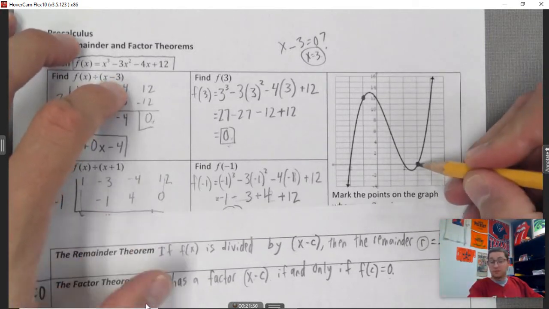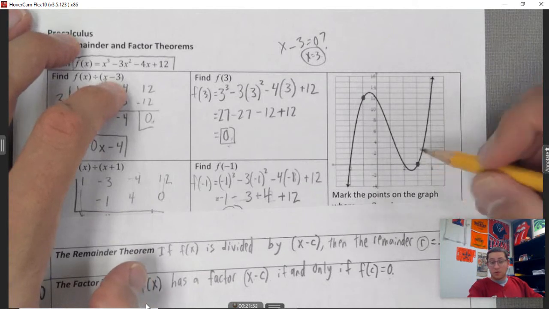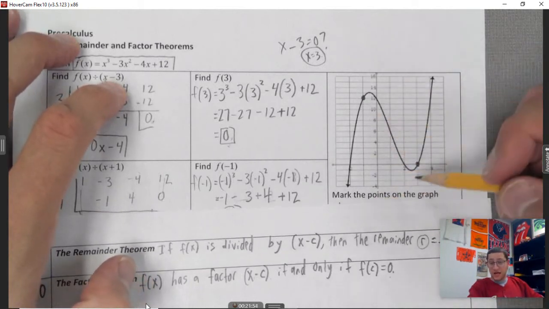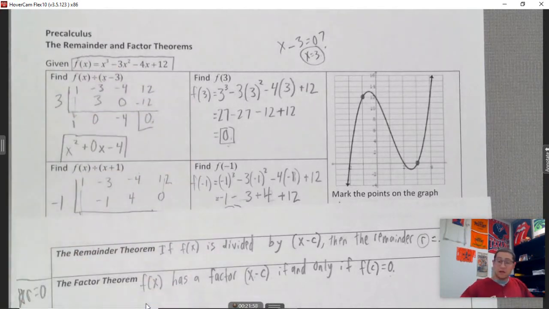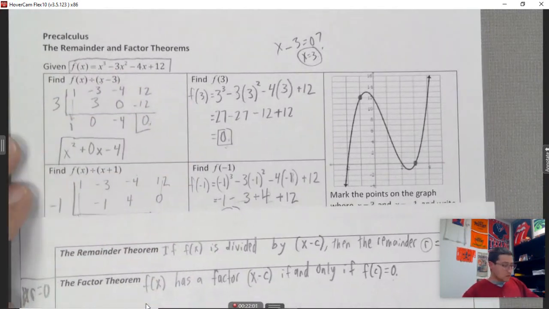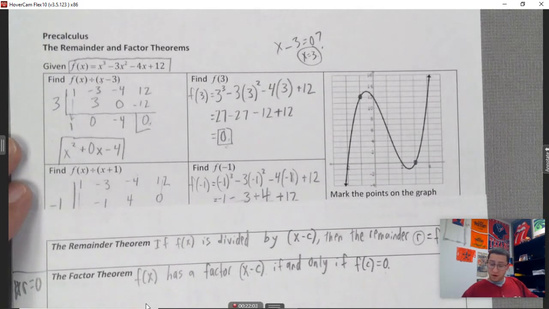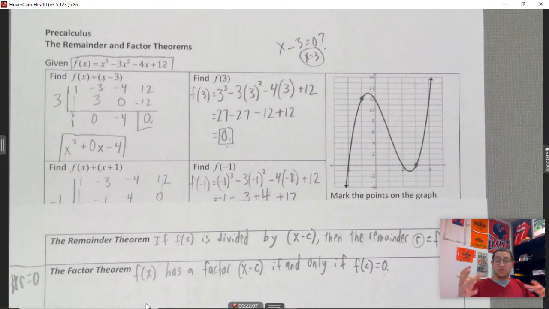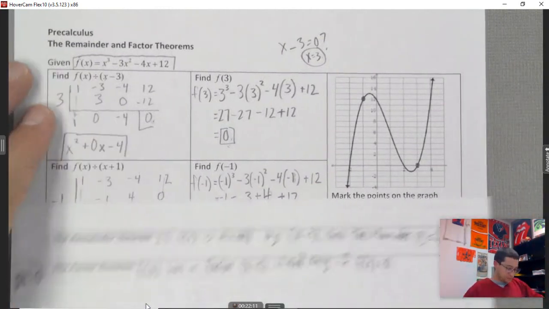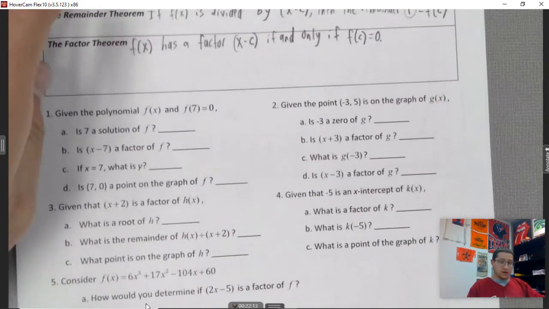In other words, it's a 0. In other words, it crosses the x-axis. However you want to think about it, it's a root. That's another way that we talk about that. So compare those two, right? You can't have one without the other. This does interrelate into what we did last class. Okay, and that's what I'm going to talk about in here.